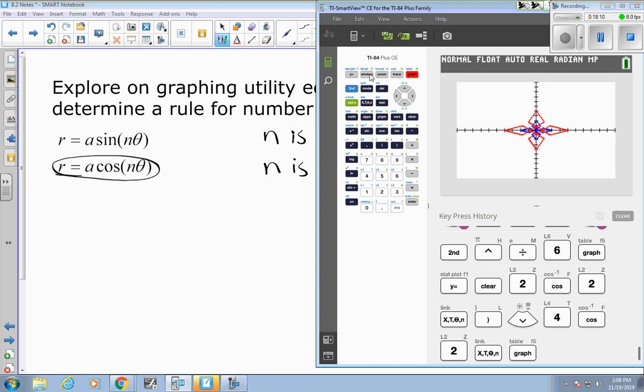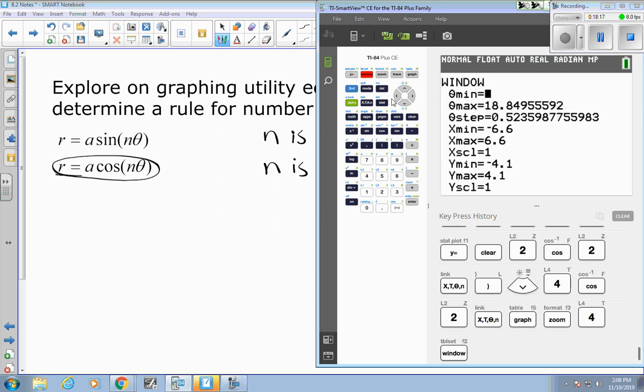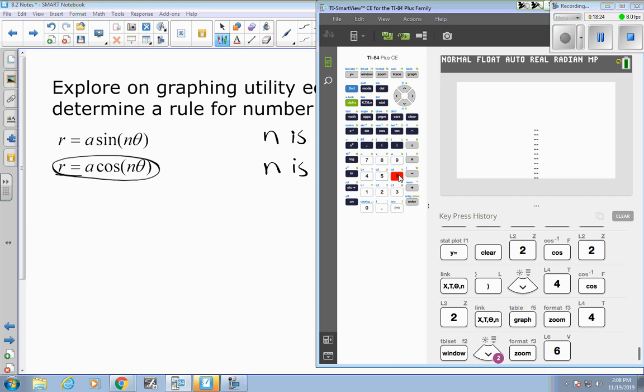Okay, hold on. Why is it not resetting? There we go. My theta step was too big. We'll talk about theta steps tomorrow when we start doing spirals. So the tip of the petal for the 2 theta goes out to 2, and the tip of the petal for the 4 theta goes out to 4. So whatever A is, that is the max or min, because it can be negative.